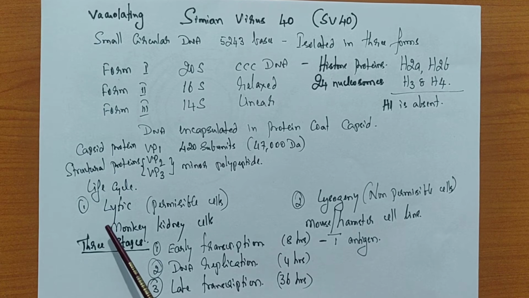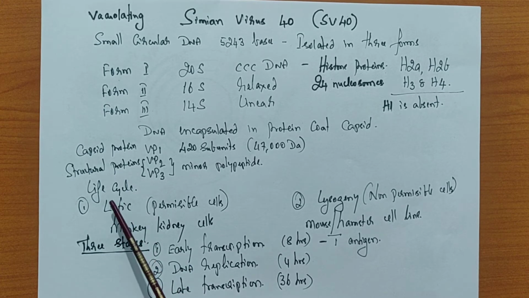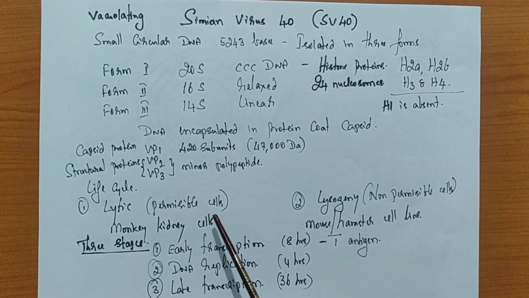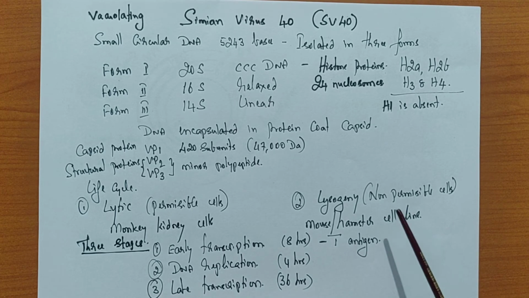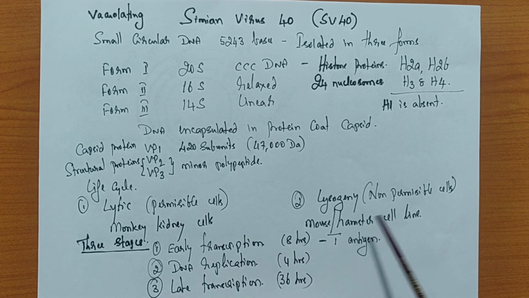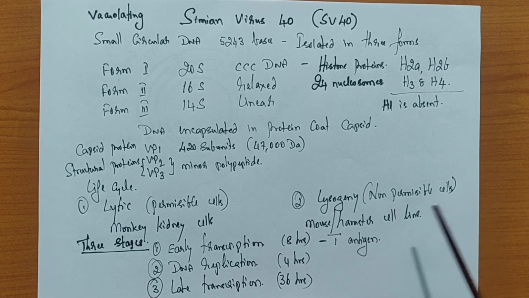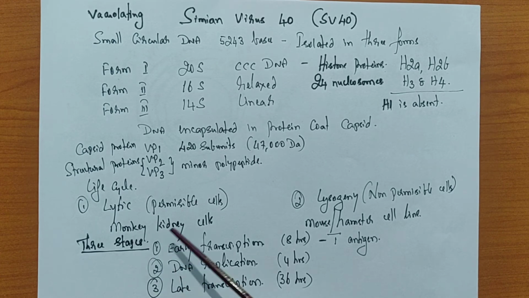In case of a lytic cycle, a host which will allow SV40 to enter into the lytic cycle, we call this a permissible cell. The host which will not allow it to get into the lytic cycle, instead we are going to have lysogeny, we call this a non-permissible cell. So which are the permissible ones? It is going to be the monkey kidney cells.